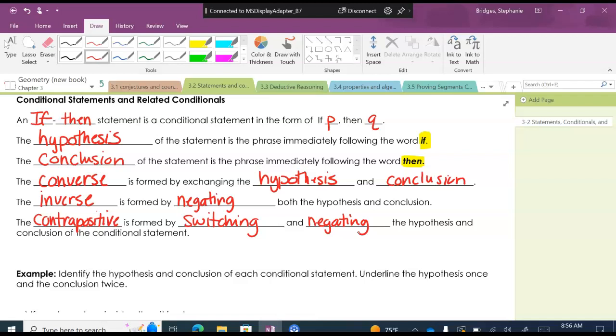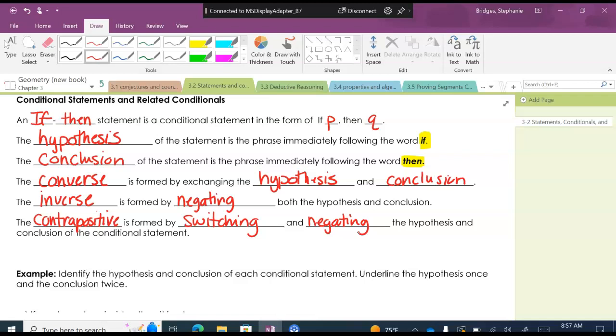Okay, that's what we're going to be doing in our notes here in just a minute. So that's my hypothesis and that's my conclusion. And then the next thing I'm going to do is write my converse. So look back at your notes. What does it say we do with the converse? We form the converse by doing what to the hypothesis and the conclusion?